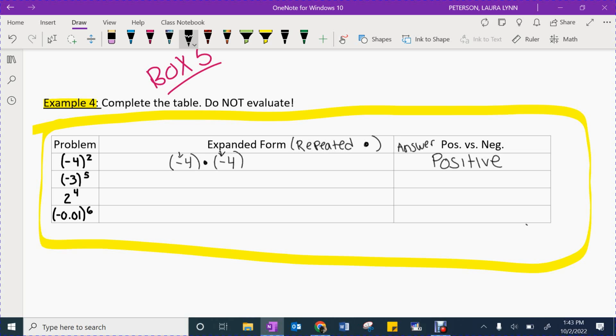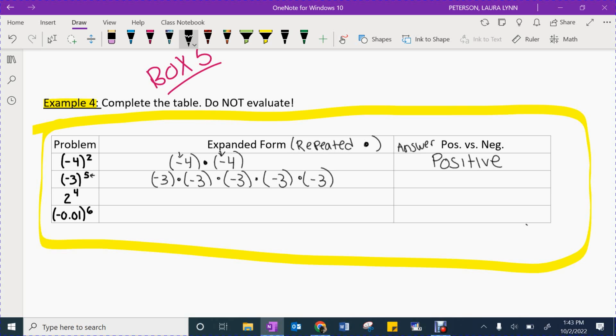Let's do it again for our next one. -3 to the 5th power. What is being repeated? What is your base? Well, that's -3. So -3 is being repeated how many times? According to the exponent, 5 times. So I write out -3 times -3 times -3 times -3 times -3. You should have a total of 5 of them written. 1, 2, 3, 4, 5. Yep, that's good.